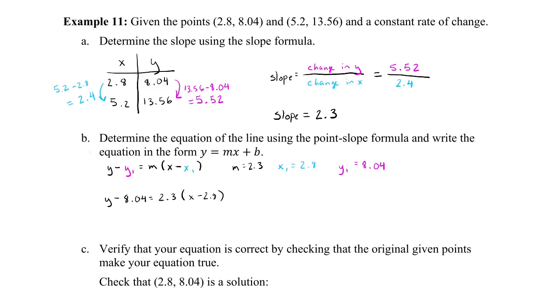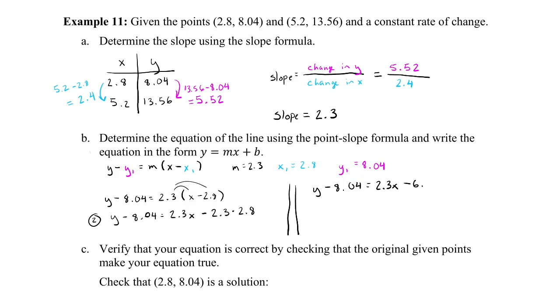We don't have anywhere that we've written minus a negative, so we'll start with step 2, which is to distribute. So y minus 8.04 equals 2.3x minus 2.3 times 2.8. Y minus 8.04 equals 2.3x minus, and that second multiplication, of course, is a job for a calculator. We get 6.44.